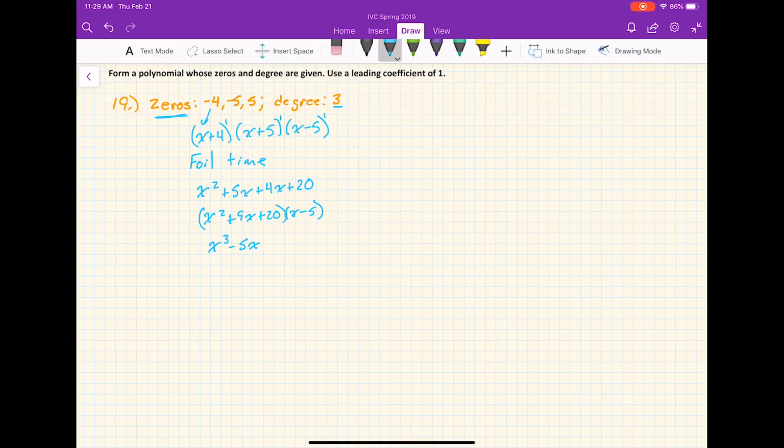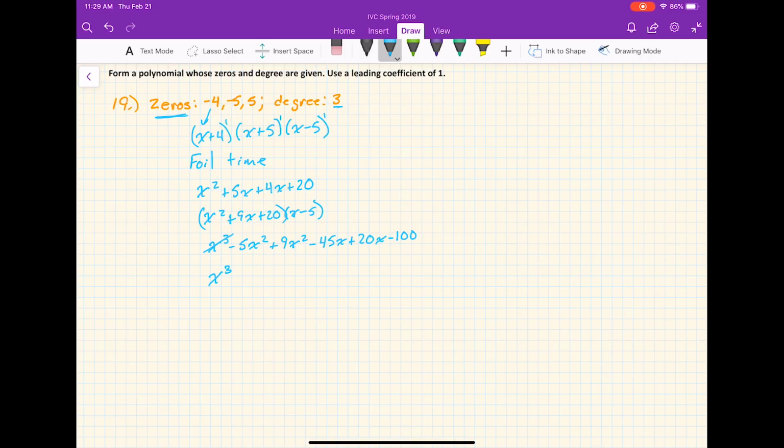and then we have x squared times x, that's x to the third, minus x squared, 5x squared plus 9x squared minus 45x. Holy crap. It's really hard to talk and do this at the same time. I invite you guys all to try it.